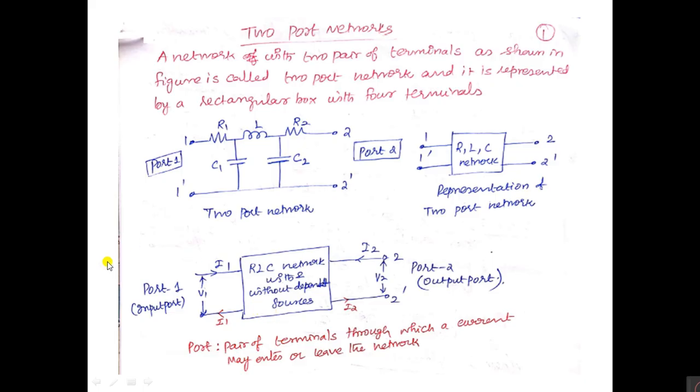In general, in port 1, the current entering is I1 and voltage across the input terminal is V1. Similarly, the current in output port is I2 and voltage across the output port 2 is V2.